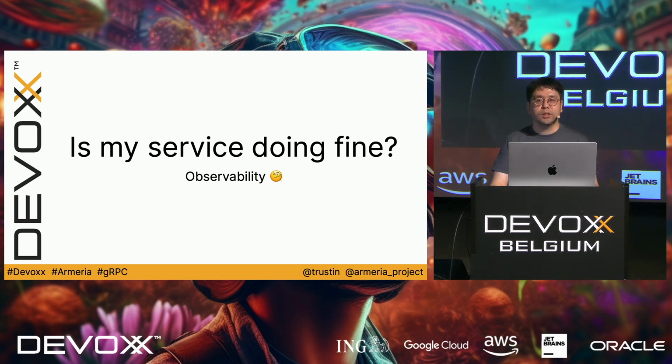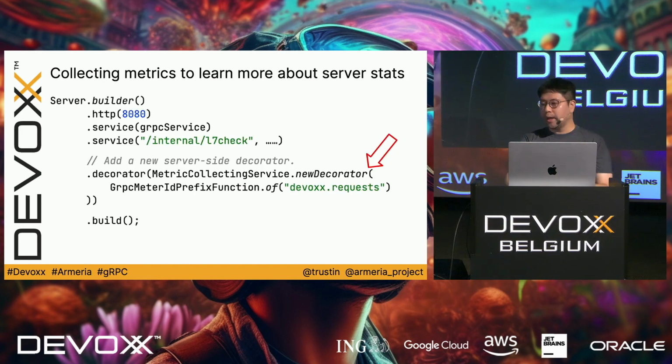So we add metrics, and depending on certain metric values, we fire an alarm so that we can proactively handle that kind of situation to prevent any outages. So how could we do that? We should add metrics, right? Adding metrics is also easy in Armeria. It's a common functionality. We add a metric collecting service to the Armeria server. So this time we are adding a decorator to a server, not a client.